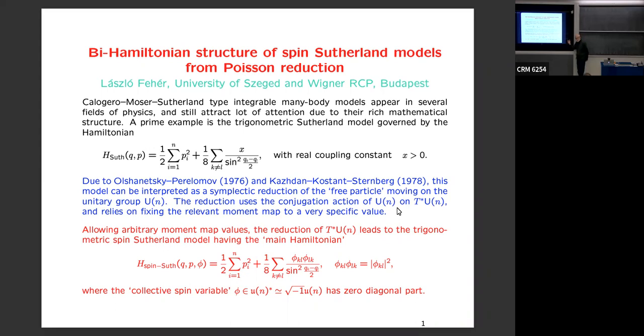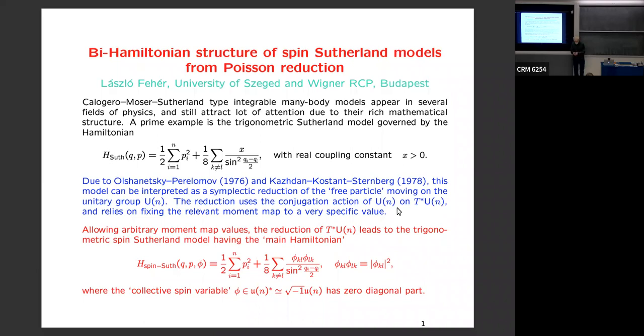Here the group acts by conjugation, and if you fix the moment map, the unitary charge generating that action, to a specific value, then you get this Sutherland model of particles moving on the circle. But if you fix the moment map to some arbitrary value, then your reduced space is no longer a cotangent bundle, but contains some kind of internal degrees of freedom, which people tend to call spin in this context. Here this spin variable is just some Hermitian matrix with zero diagonal part, and it controls the interaction of the particles, and it's also a dynamical degree of freedom. So this is what I call the spin Sutherland model.